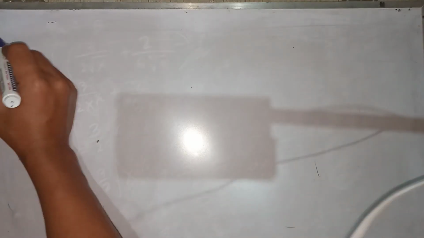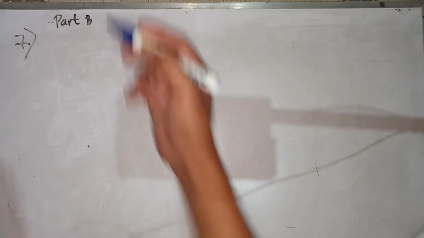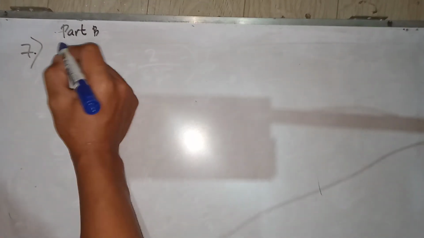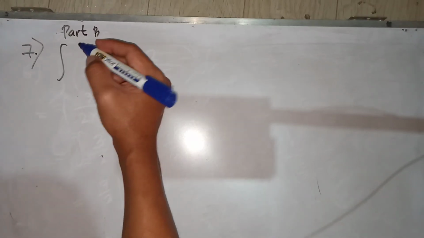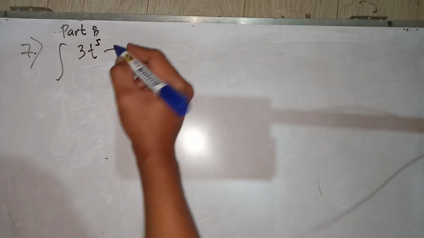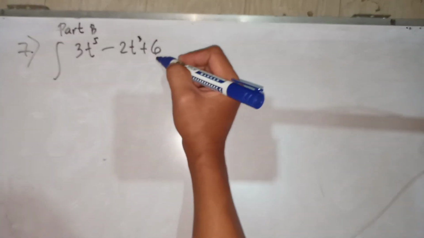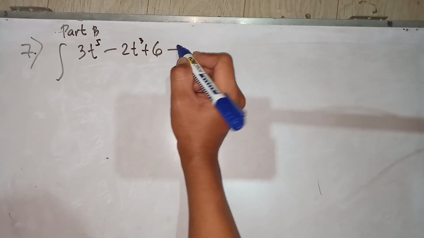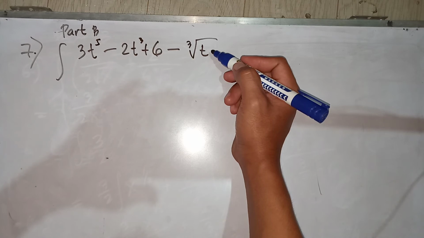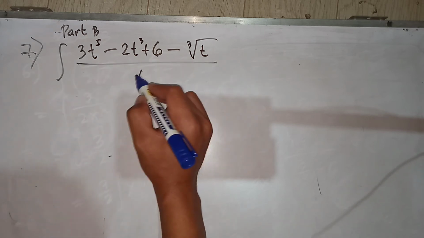Let's proceed to item number 7 in part B. If we have integration of 3t raised to 5 minus 2t cubed plus 6 minus cube root of t over t dt.